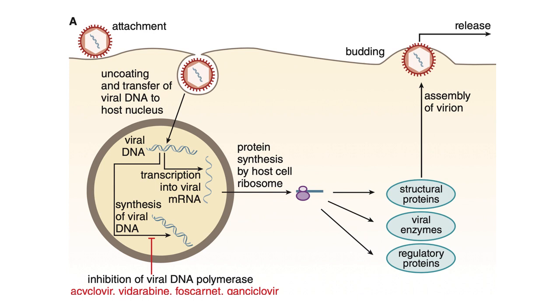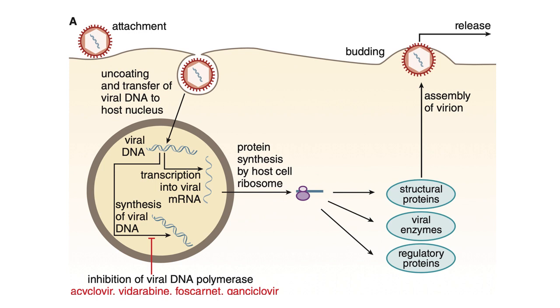For DNA viruses, this can be a step upon which antiviral chemotherapy can be provided. So examples of drugs that inhibit this phase would be acyclovir, which is commonly used for herpes virus infections, vidarabine, foscarnet, and ganciclovir, which are commonly used for cytomegalovirus infections.